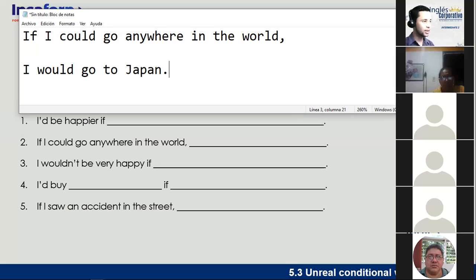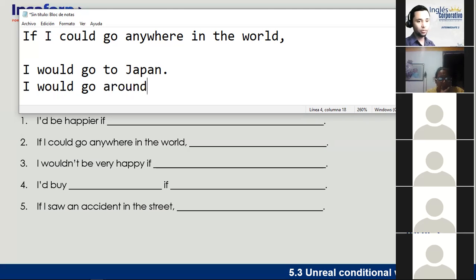Different ending to this sentence? Who wants to try? I would go around the world. Okay. Yeah. Without a specific destination, I would go everywhere. So I would go around the world. Okay. You can say that, I guess. Very good. What about number three?